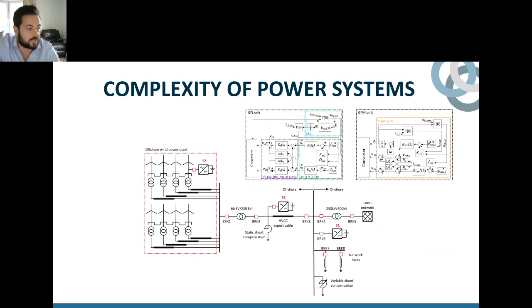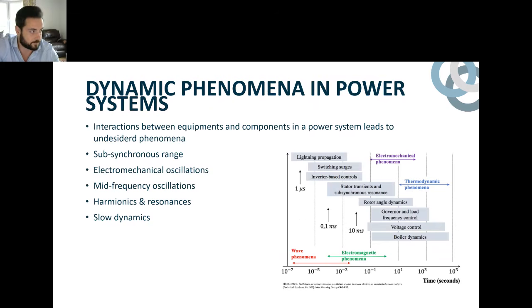Which brings me to the next slide, where we can see the different types of dynamic phenomena that emerge from such interactions. In this chart, you can see that there are several timescales. We have electromagnetic wave phenomena, for example, like lightning surges and switching events. Then if we move into the millisecond range, we encounter inverter-based control dynamics and SSO resonances, where machines or converters interact with the network at frequencies below the system frequency.